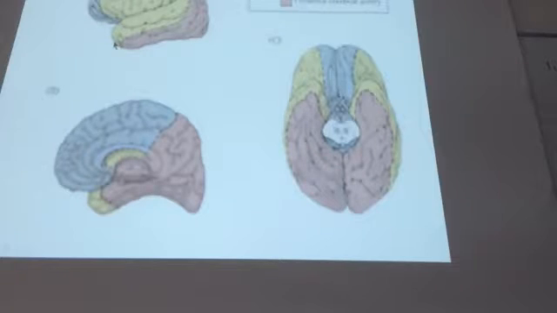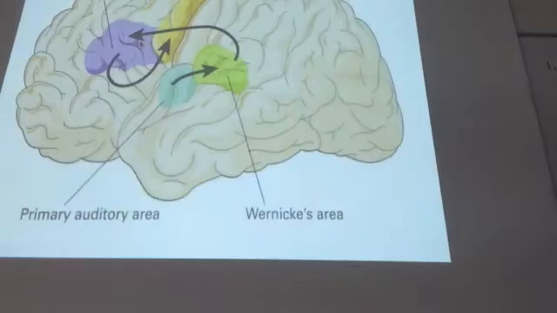What other two problems will you often see with middle cerebral artery occlusion? Yeah, Broca's and Wernicke's. What's the difference between the two? Start with Broca's. What's Broca's? Speech production. And what's Wernicke's?